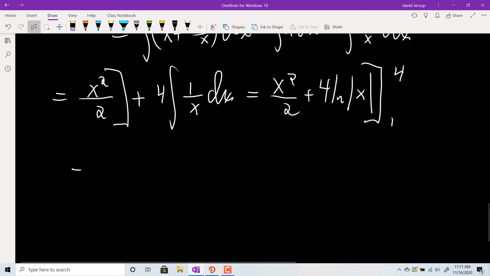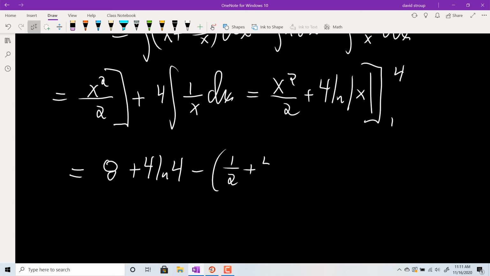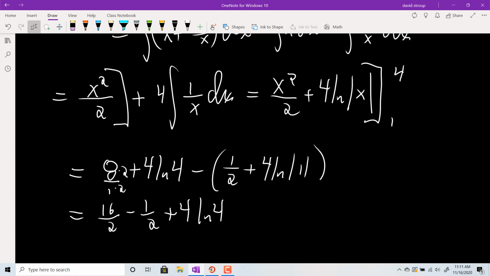Okay. So I'm going to end up with plugging in 4 first: 16 over 2, which is 8, plus 4 ln of 4, minus 1/2 plus 4 ln of 1. ln of 1 is 0, so we'll find a common denominator here. 8 over 1, multiply top and bottom by 2, get 16 over 2 minus 1/2 plus 4 ln 4, which of course would just be 15 halves plus 4 ln 4.